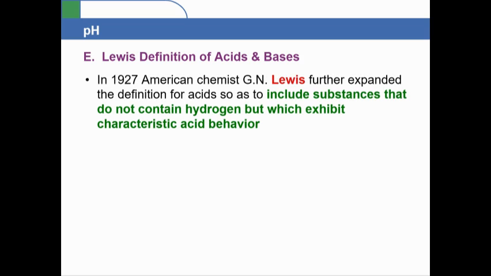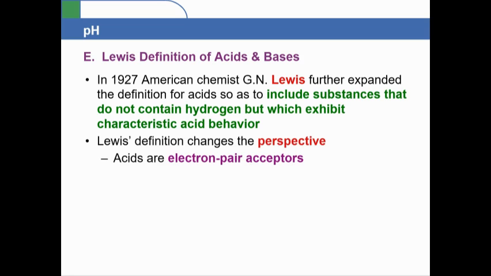And again, I'm sorry, this definition is used for substances that do not contain hydrogen, but still exhibit characteristic acidic behavior. So it's from a different perspective. Acids are considered electron pair acceptors. So if I'm an acid, then I will accept a different element's or compound's electron pair. But if I'm a base, then I am something that actually has a pair of electrons that can receive a proton, and therefore I am donating, as it were, the electron pair.